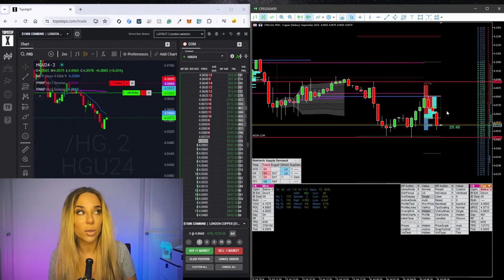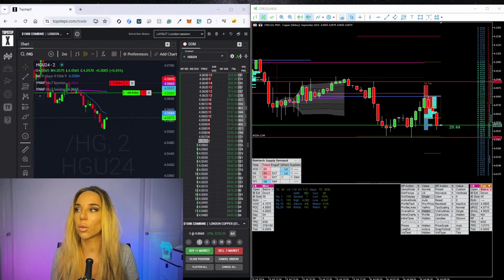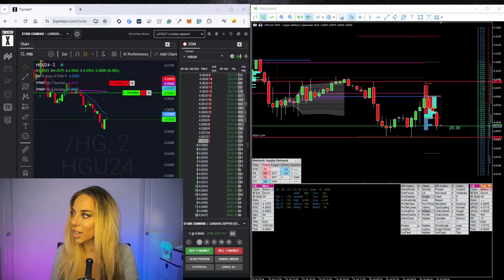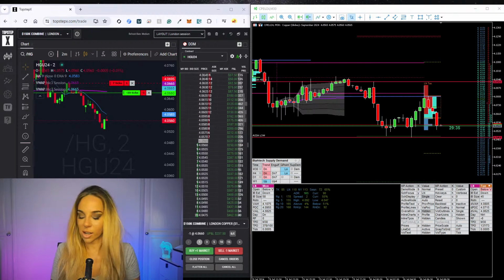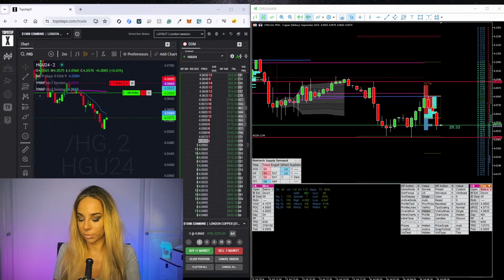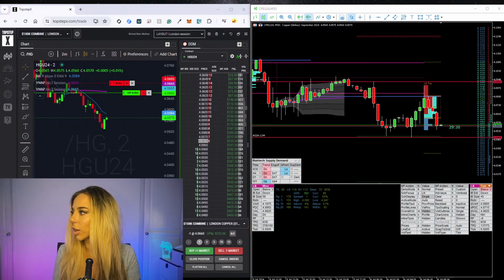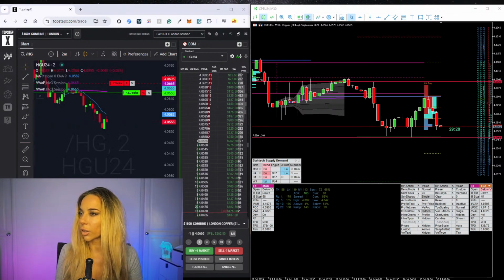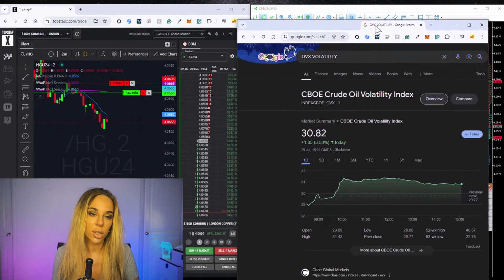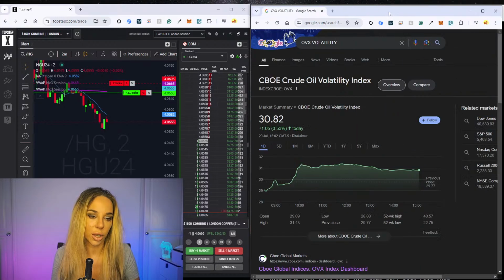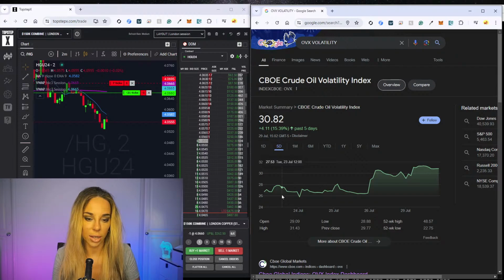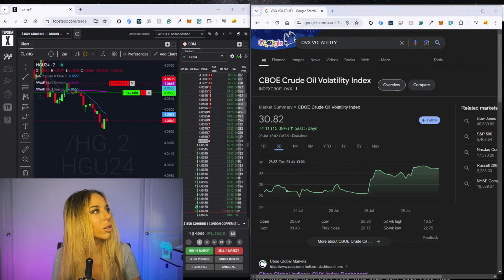I might go back to it at some point, but like I said, right now OVIX, which is the oil VIX, is sitting at 30. So we're better than whatever it was. I think we were at like 20 for a long time. Now this is just the CBOE crude oil volatility index, and if you can see, let's go 5 days. So can you see that?